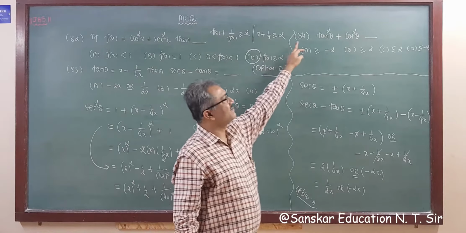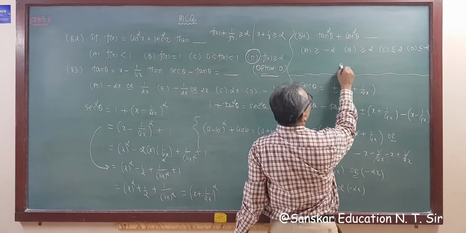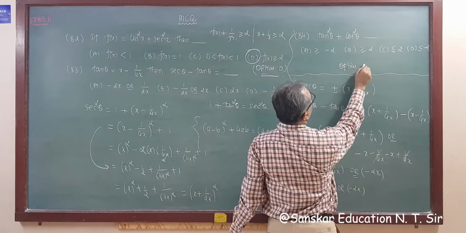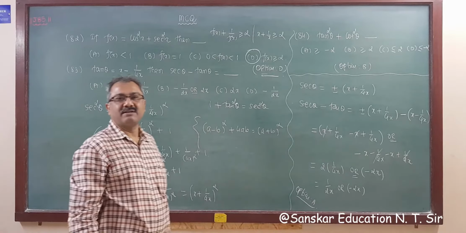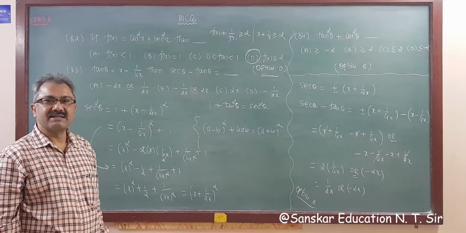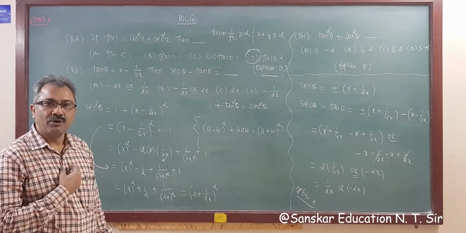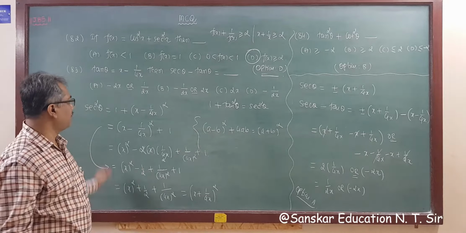And for AP4, as we discussed, option B is your correct answer, because it is given function plus reciprocal of the function, which is always greater than or equal to 2. That you have to remember. So this is the way.